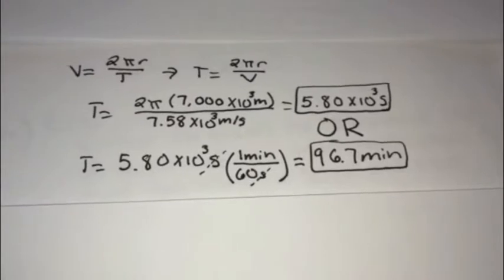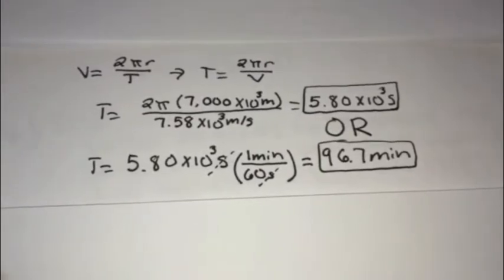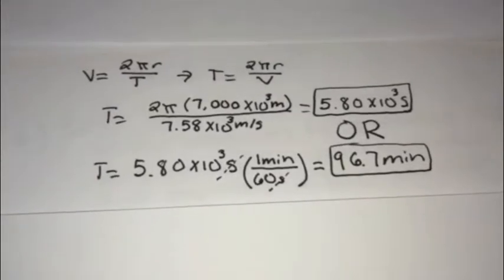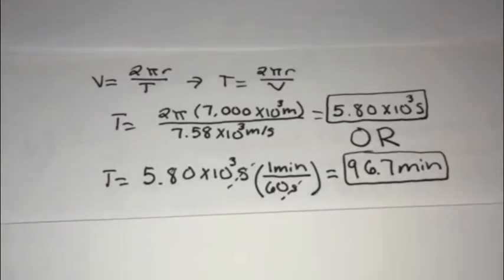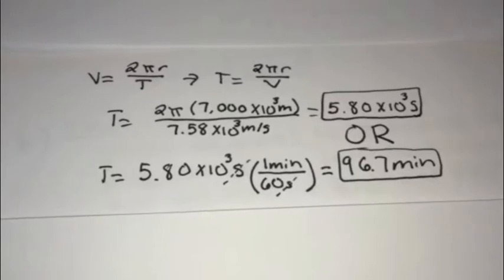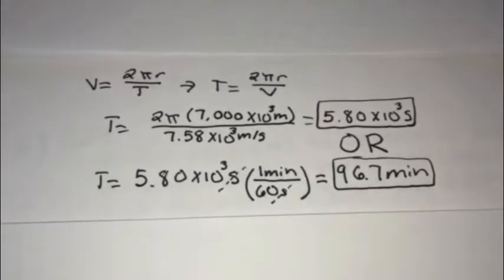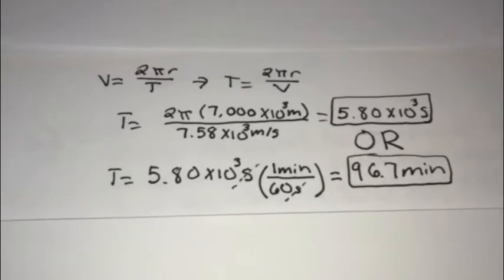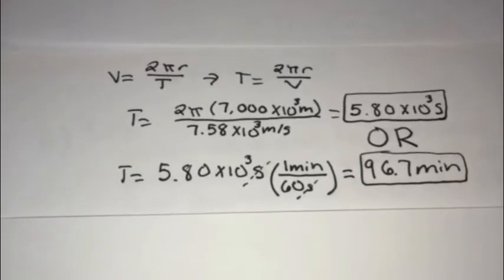Now that you have found the speed of the satellite, you need to find the time it takes for the satellite to orbit Earth once. You use the equation v equals 2 pi r over T to get that. You can rearrange that to get T equals 2 pi r over v. And you already found everything, so it's basically just plug and chug.